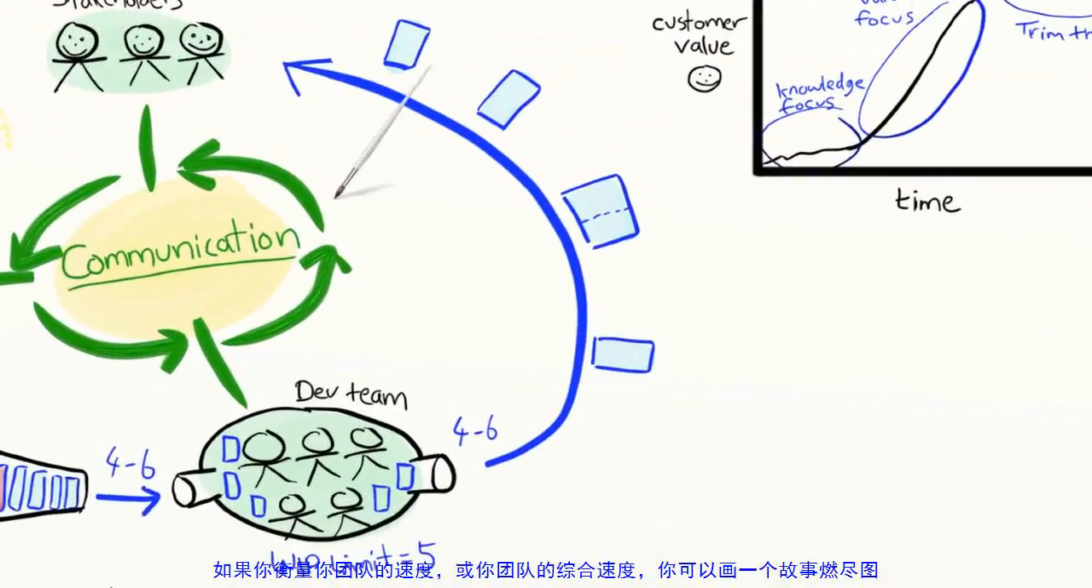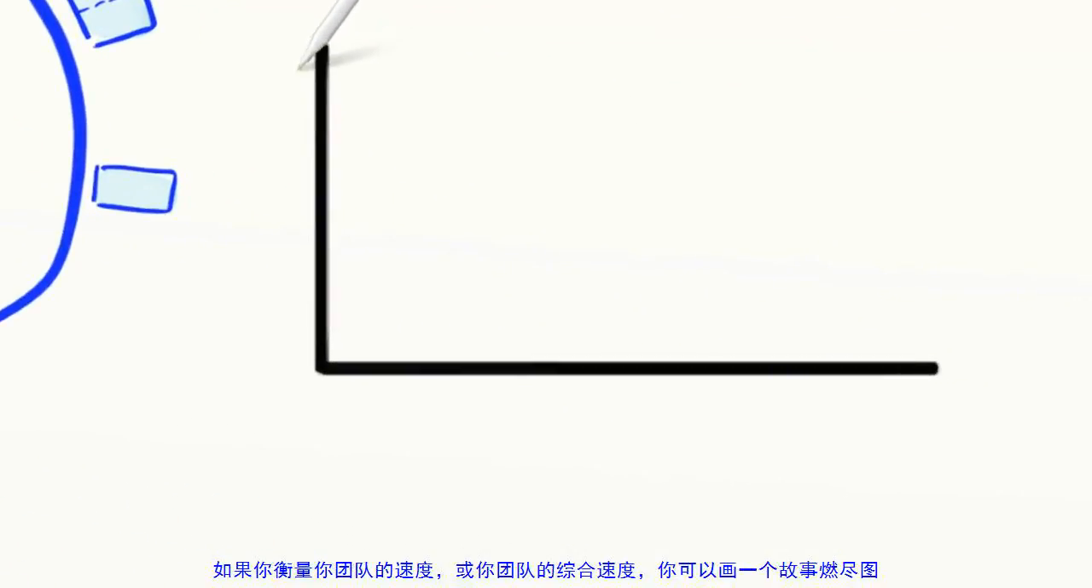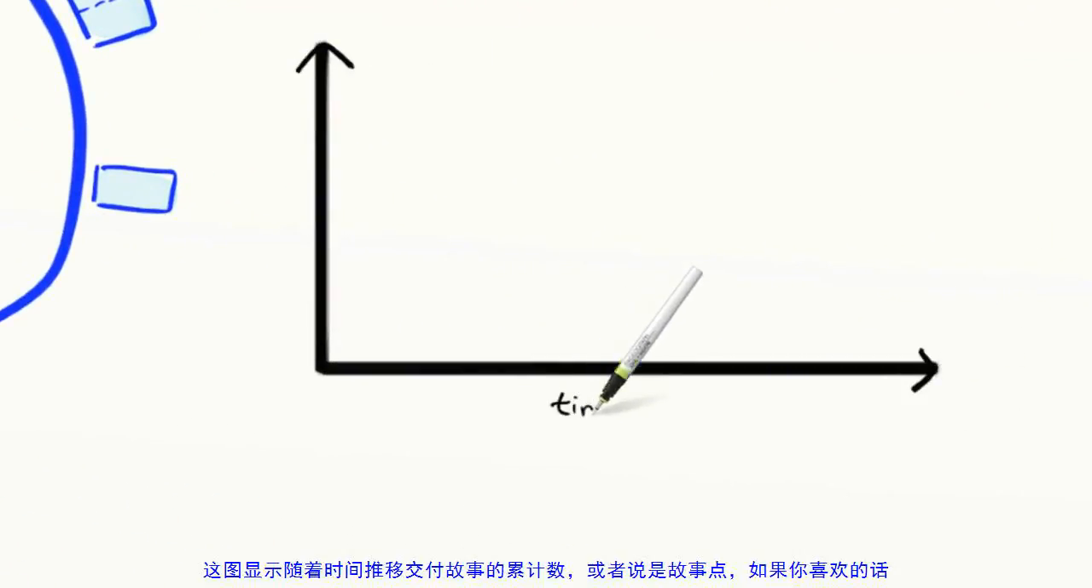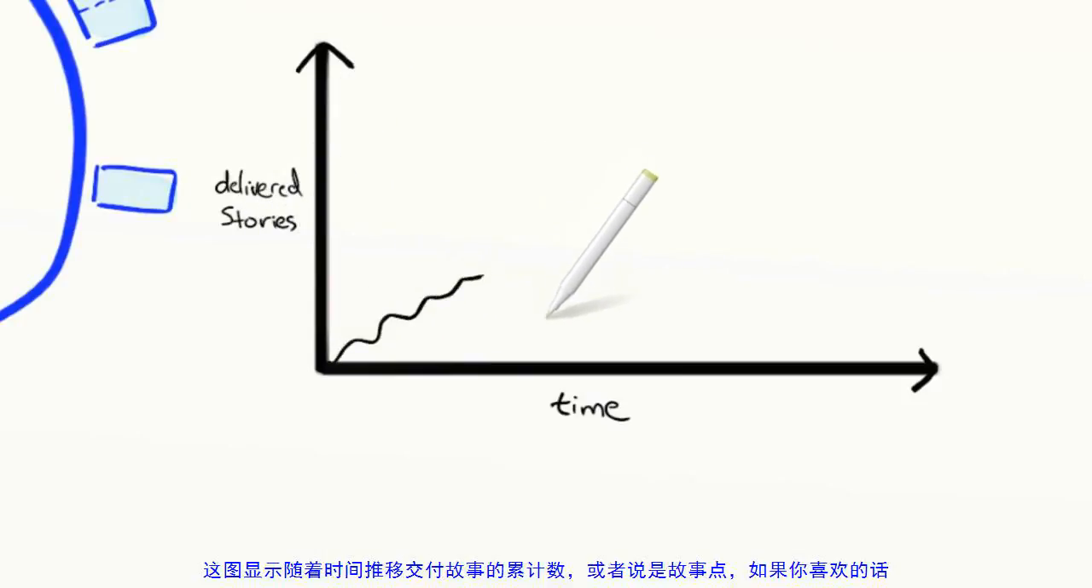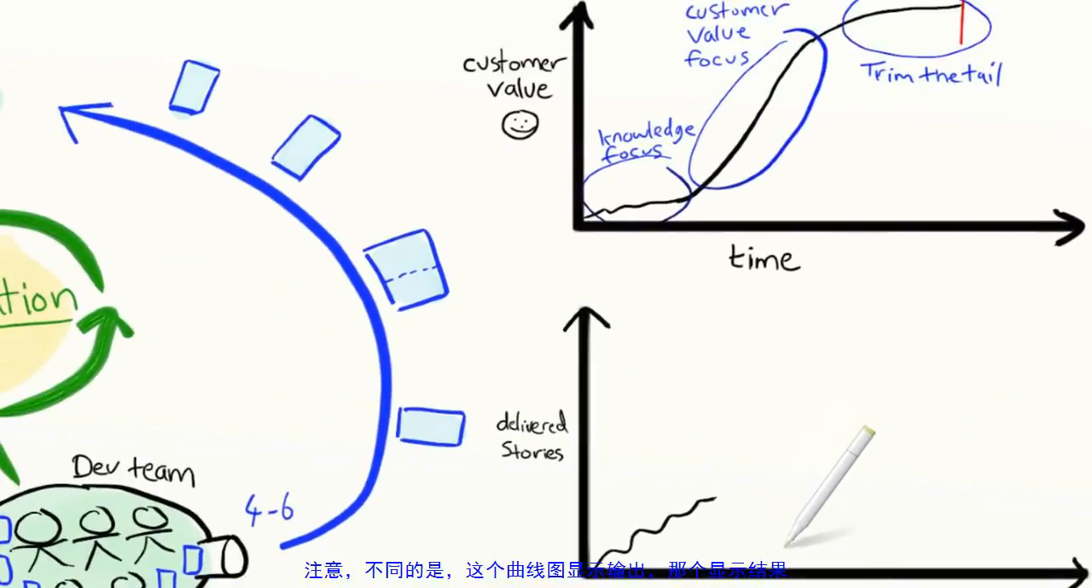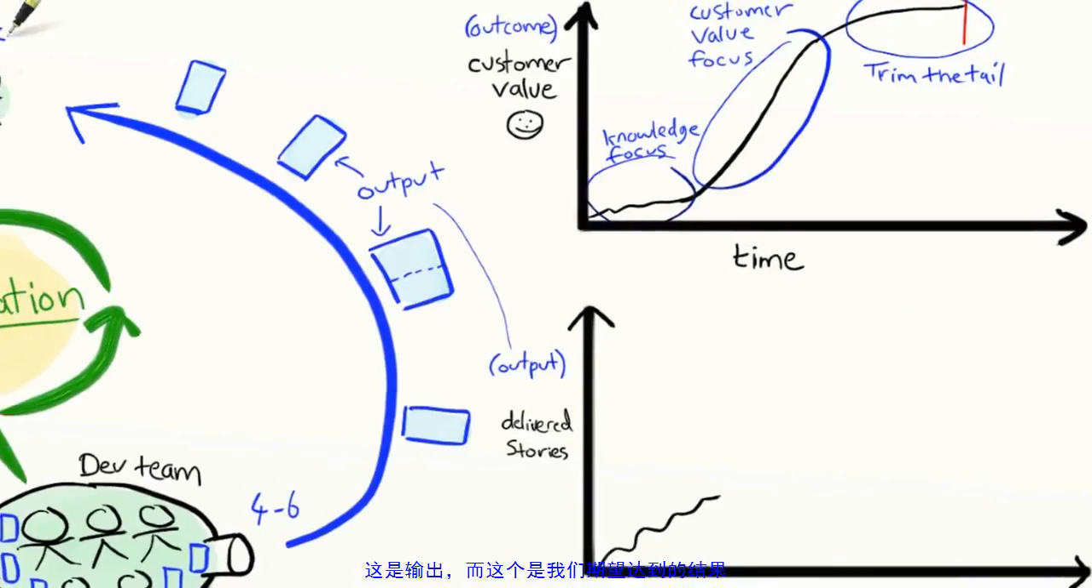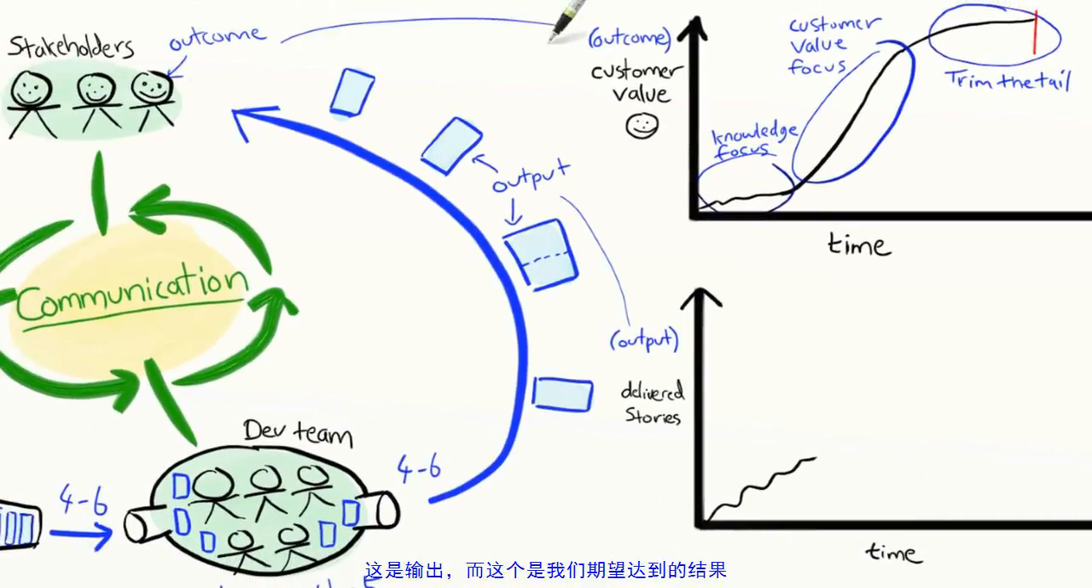It's not really that hard to make a forecast as long as it doesn't have to be exact. If you measure the velocity of your team, or the combined velocity of all your teams, you can draw a story burn-up chart, like this. This chart shows the cumulative number of stories delivered over time, or story points if you prefer. Note the difference. This curve shows output. That curve shows outcome. That's the output, and that's the outcome that we hope it will achieve.